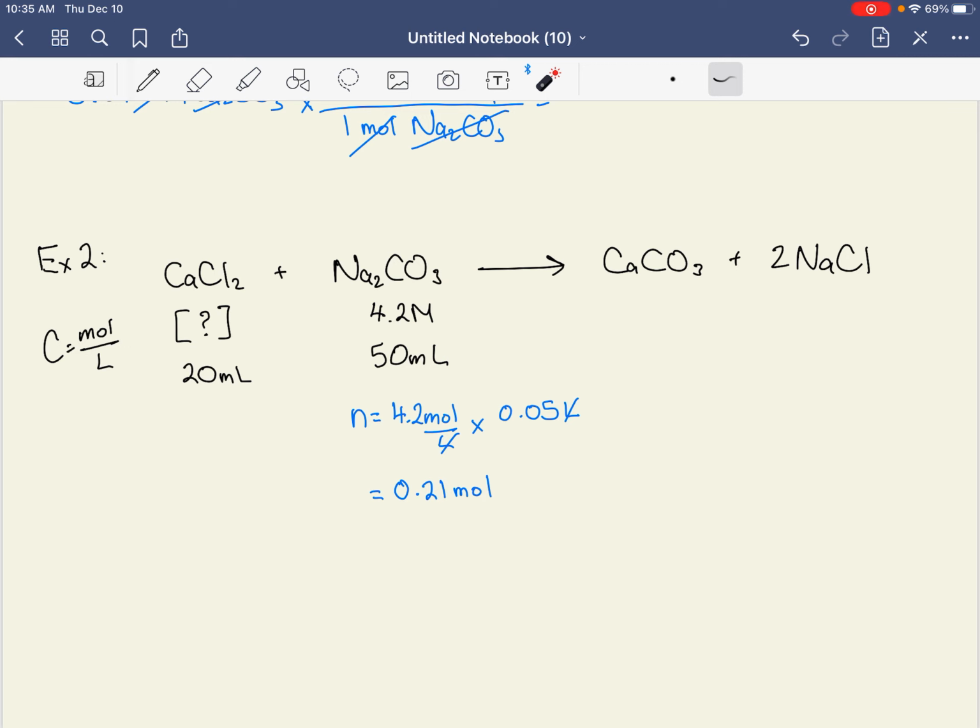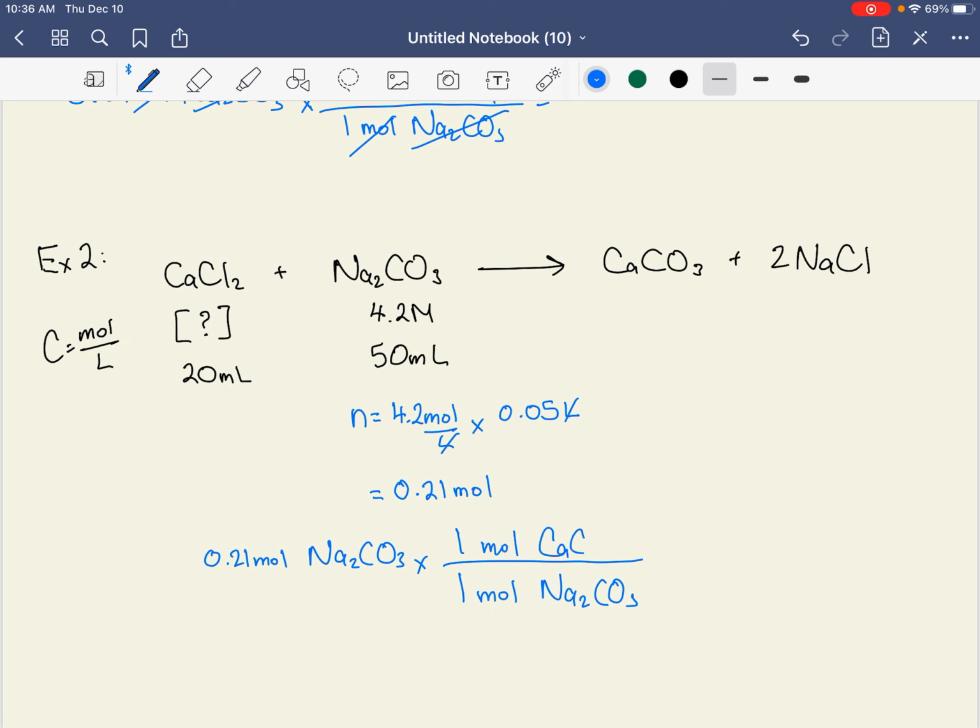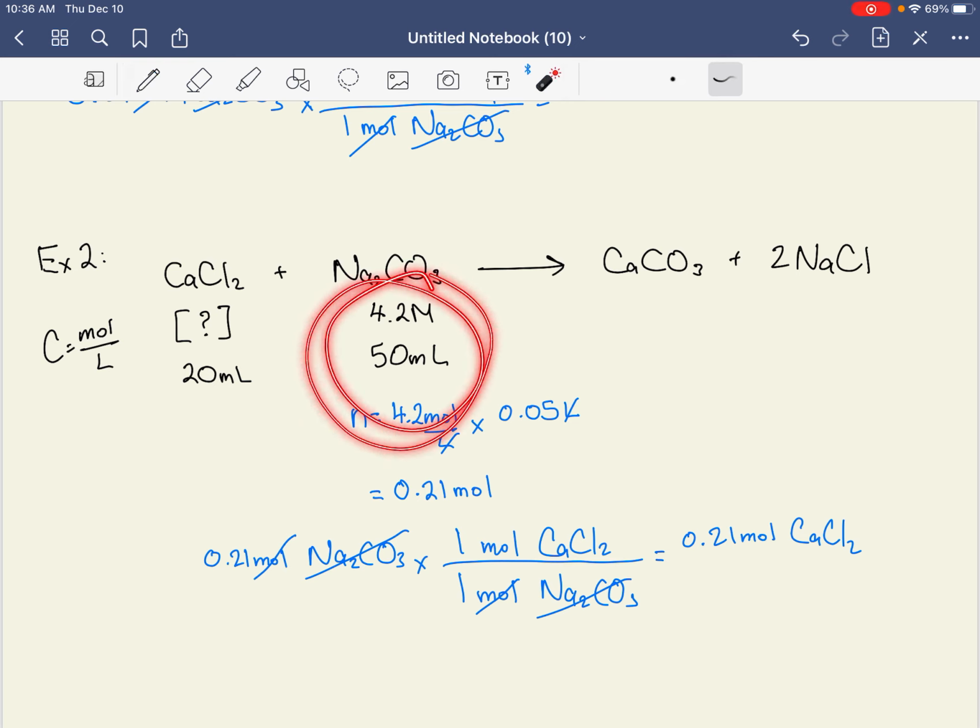Now you do your stoichiometry that you love. So 0.21 mole of Na2CO3. Because you know that 1 mole of Na2CO3 is equivalent to 1 mole of CaCl2. Moles cancel, sodium carbonate cancels, and the answer is 0.21 mole of calcium chloride. Okay, so for all of these to react with this, you need 0.21 moles of calcium chloride.